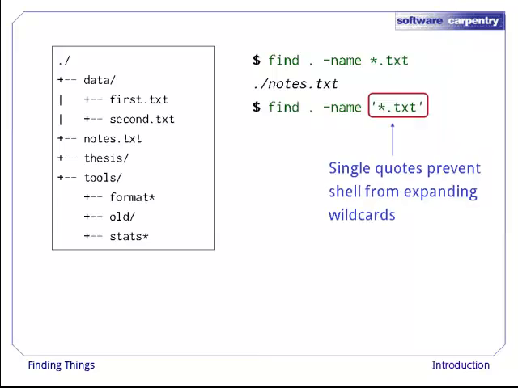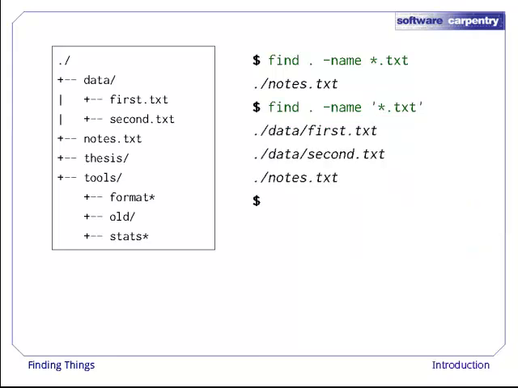Let's try again, but this time we'll put *.txt in single quotes to prevent the shell from expanding the star wildcard. This way, find actually gets the pattern, not the expanded file name notes.txt. Sure enough, this time the output is the names of all 3 text files.